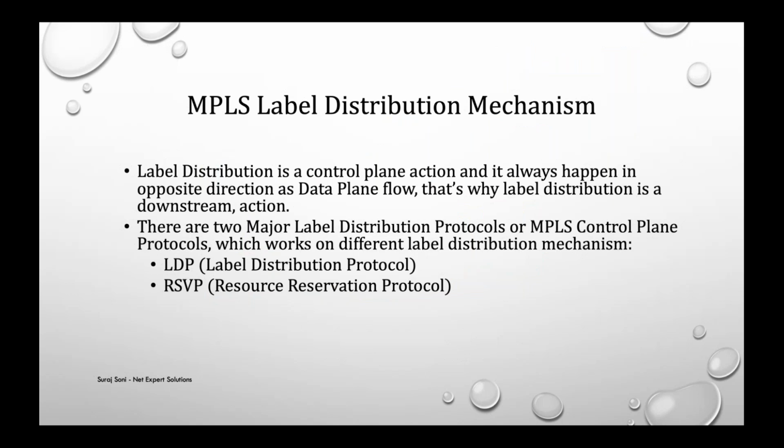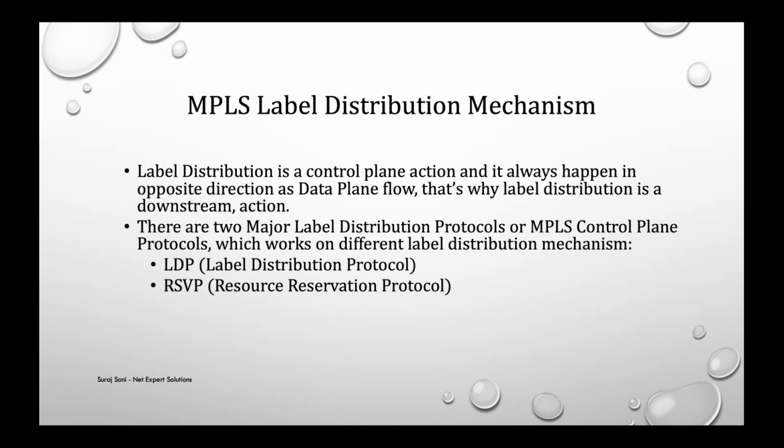Now, MPLS label distribution mechanism. So guys, yesterday I explained that we have IP and we have MPLS. Both are the data plane and they need the control plane. So IP has the control plane protocol as IGP, which are EIGRP, OSPF, ISIS, any of them, and MPLS has different control plane protocols. So you can see here the first statement which I have stated is label distribution is a control plane action. We are doing label distribution for setting up the control plane so that the data plane can use those labels which are distributed and send the traffic across.